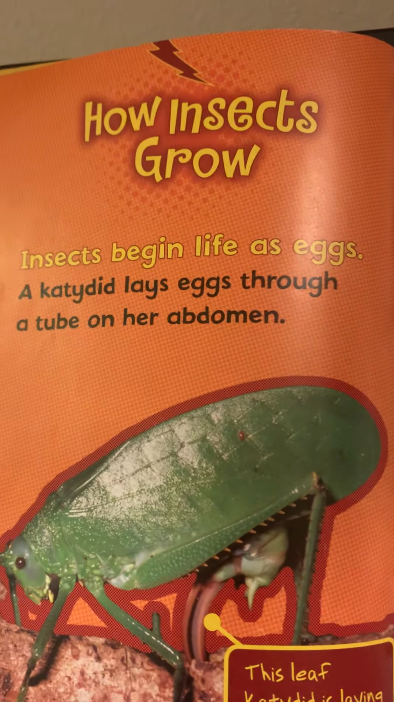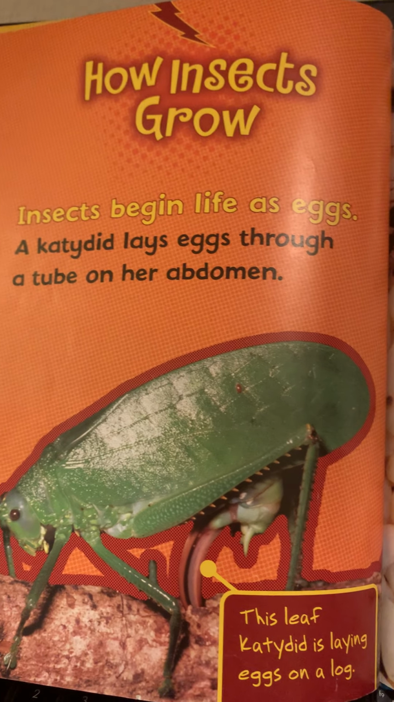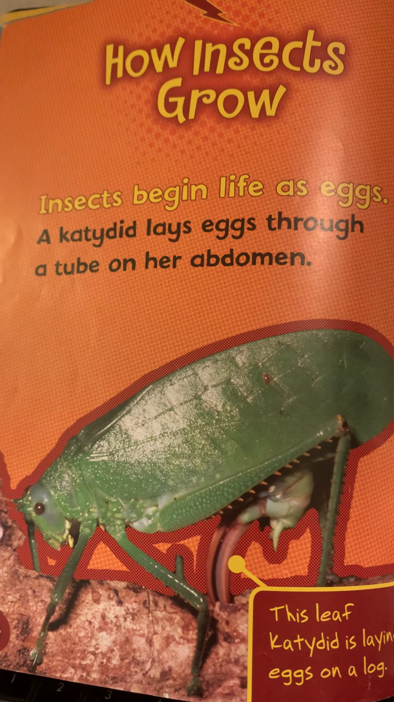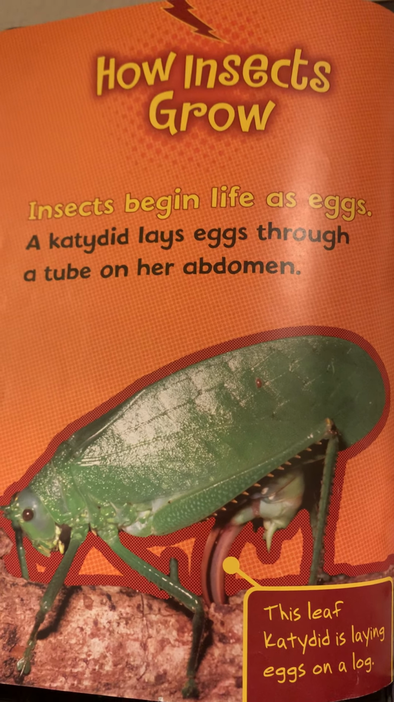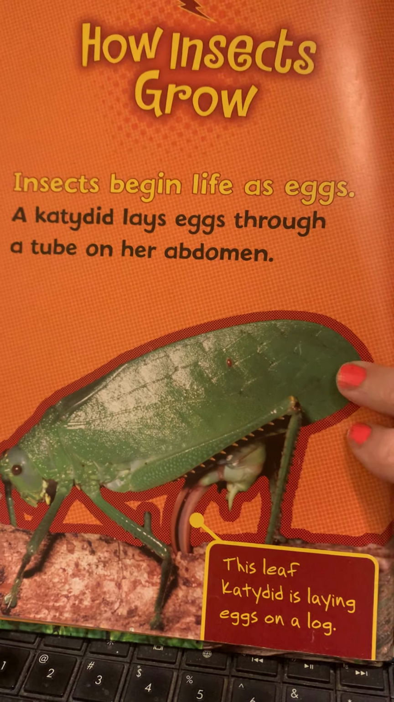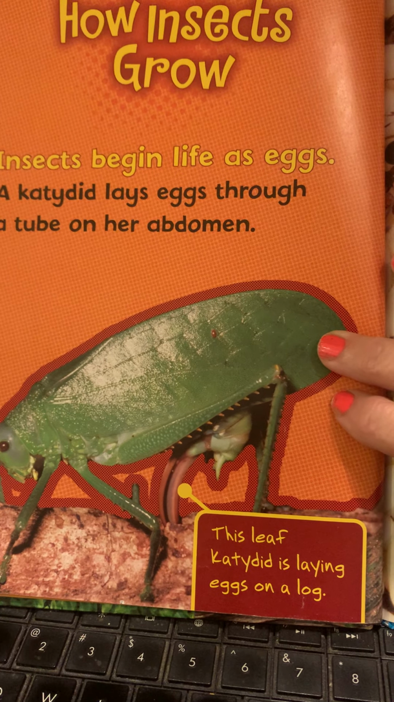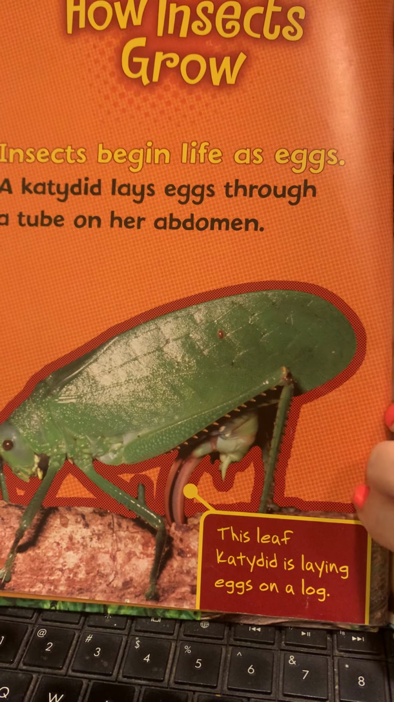How insects grow. Here comes the egg part. This is the main reason I chose the book. Insects begin life as eggs. A katydid lays eggs through a tube on its abdomen. This leaf katydid is laying eggs on a log.